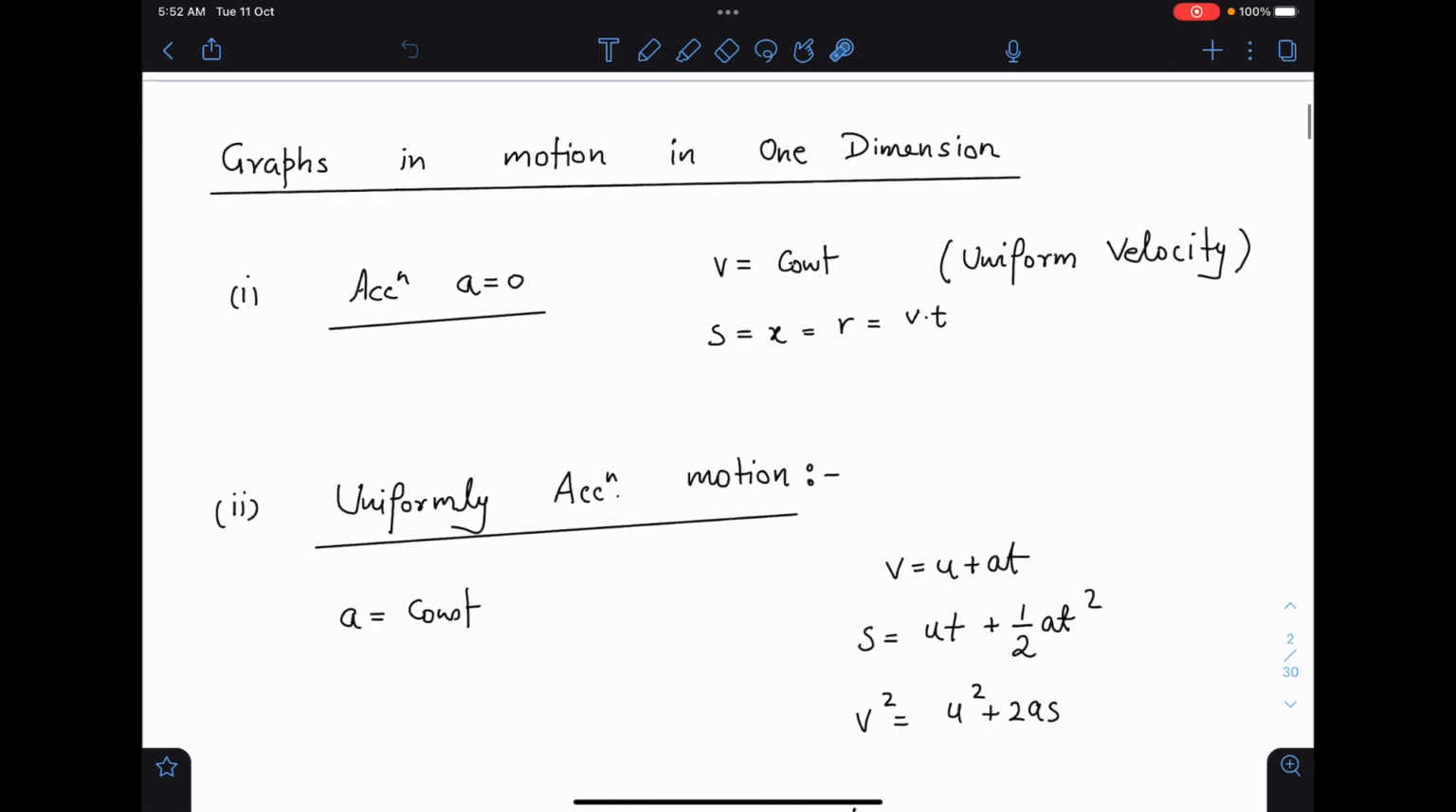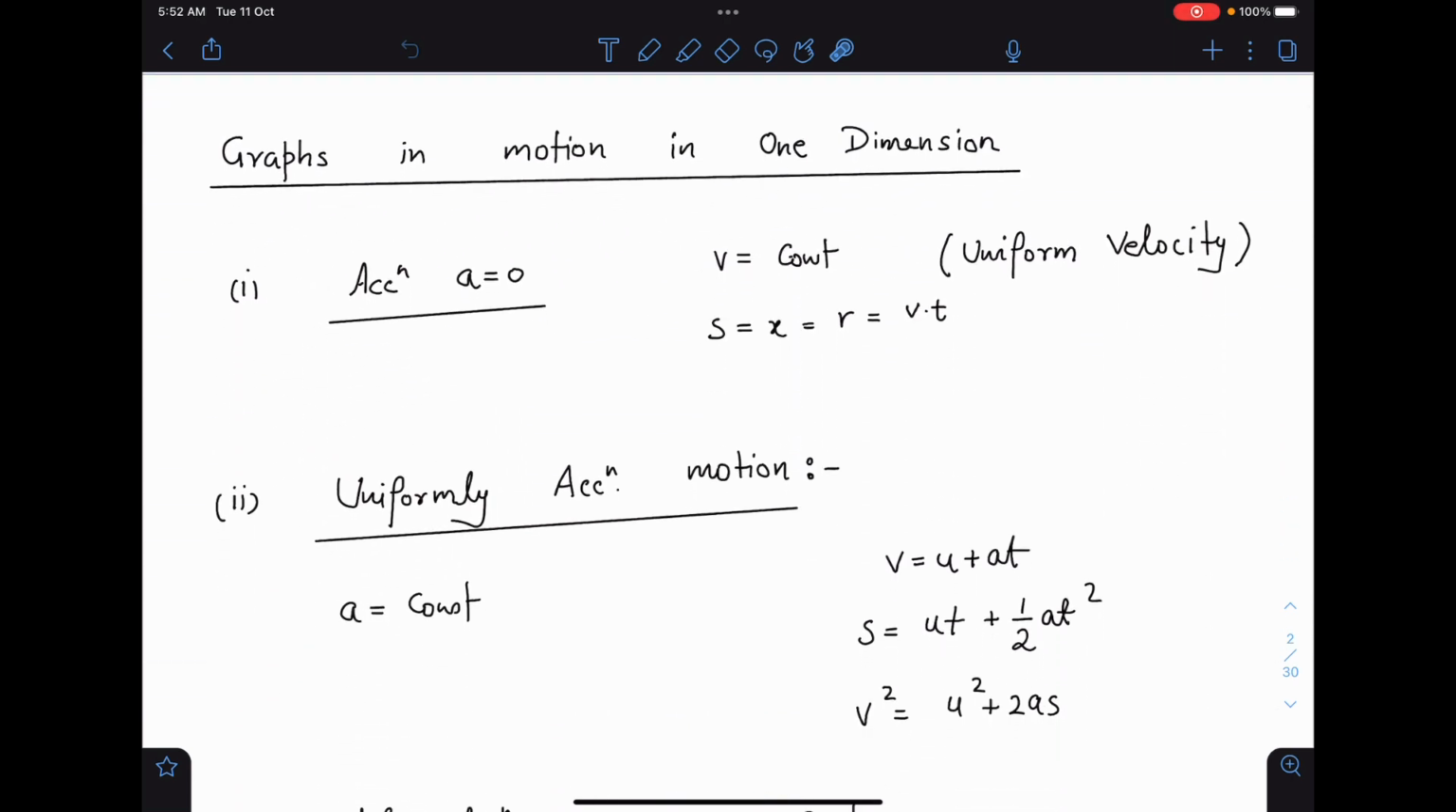So here some required information is the equations of motion, which I think almost all of you will know. In constant acceleration, or when acceleration is 0, you can say its velocity is constant. So directly I can write displacement as Vt. Uniformly accelerated motion, A is constant, and these three famous equations of motion all of you know already.